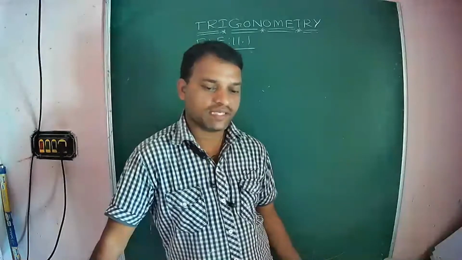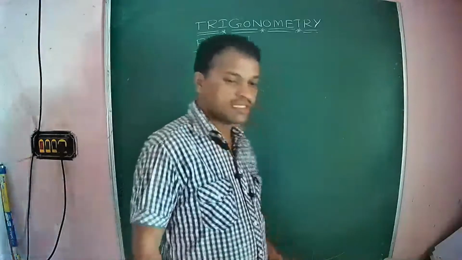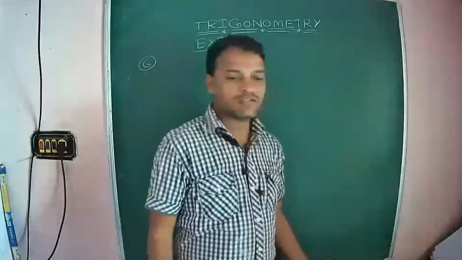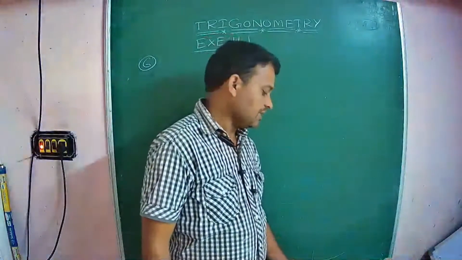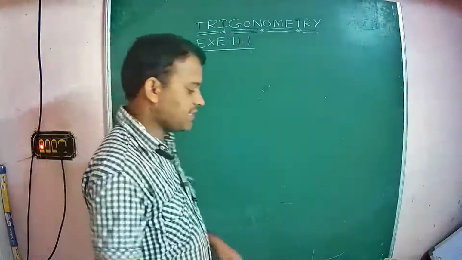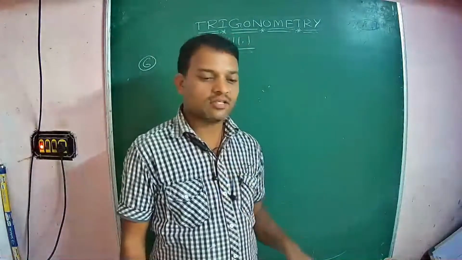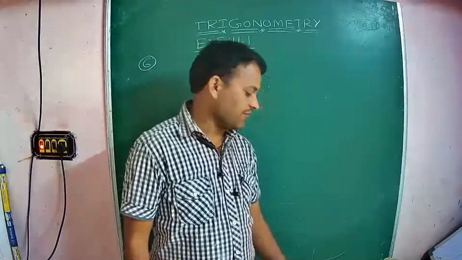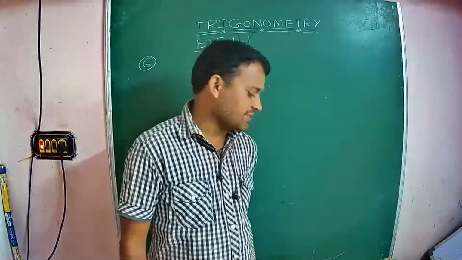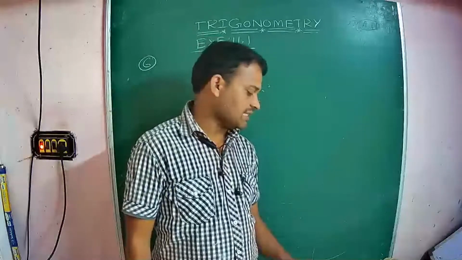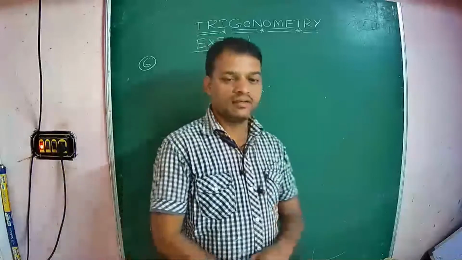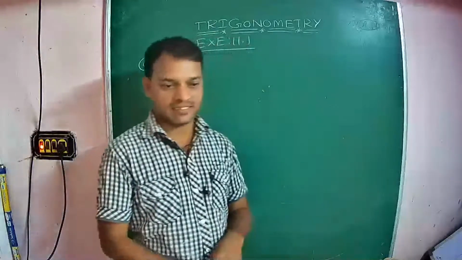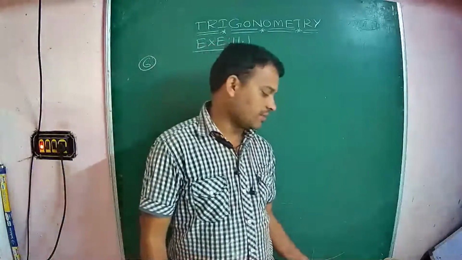Otherwise, I will continue with the next sum. See, the sixth question is: in triangle ABC and triangle XYZ, angle A is equal to angle X. If angle A and angle X are acute angles such that cos A is equal to cos X, then show that angle A is equal to angle X. This is very, very important. This is the AS2 method, dear students.